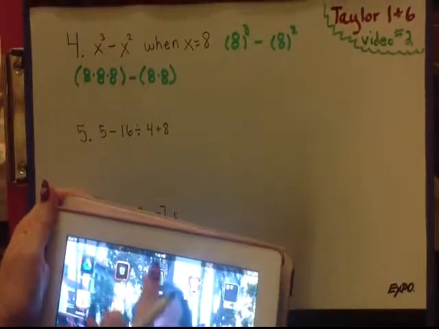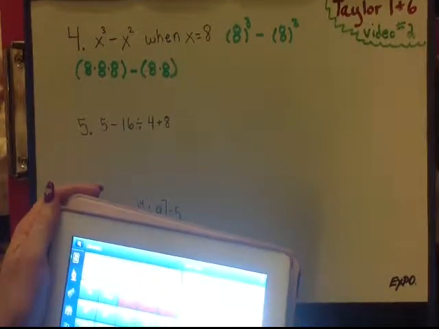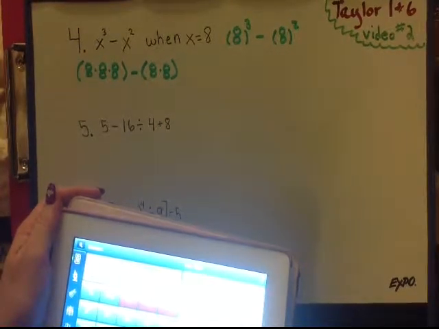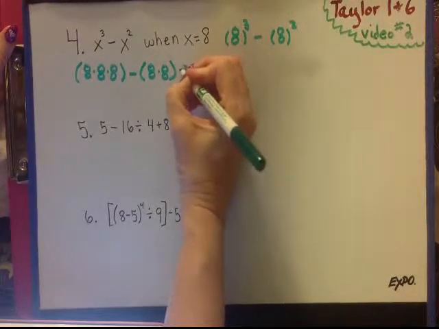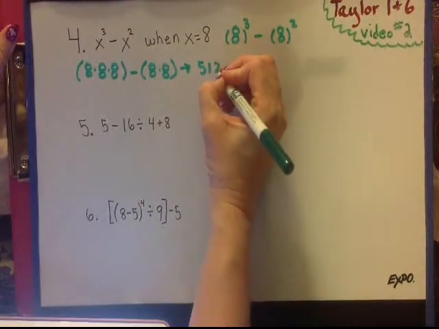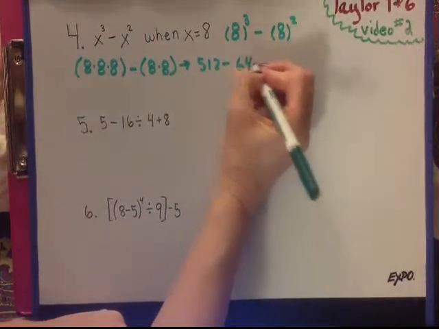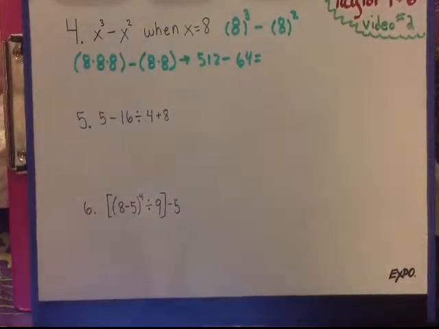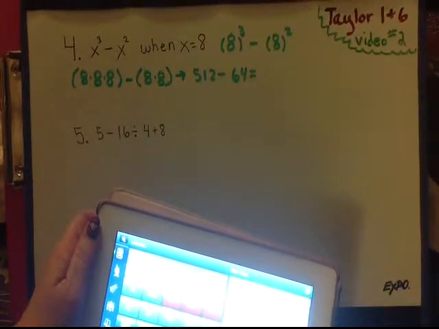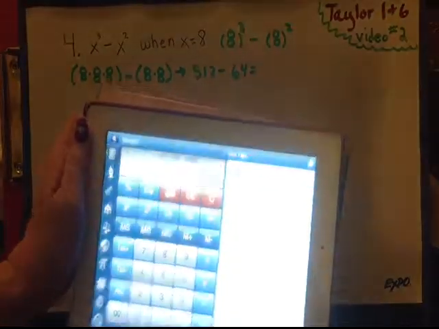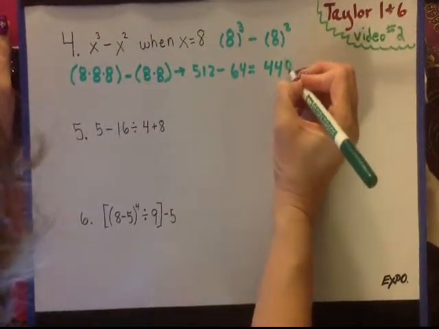So, going to my handy-dandy calculator, let's clear that. 8 times 8 times 8 is 512. Minus 8 times 8 is 64. This is what calculators are really good for, working with big numbers. 512 minus 64 is 448, and that is our answer. Yay, we're done with that.